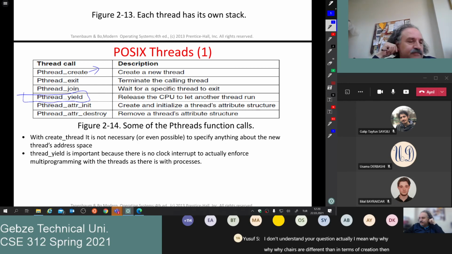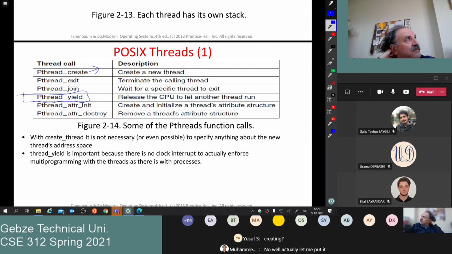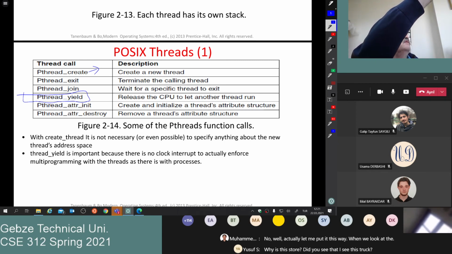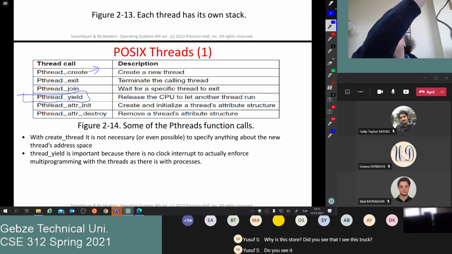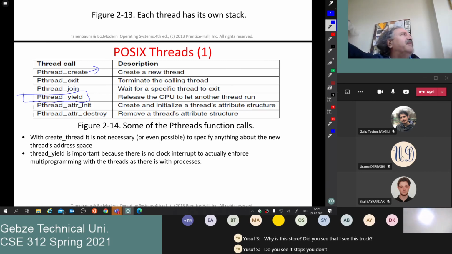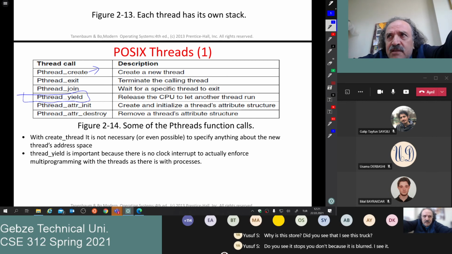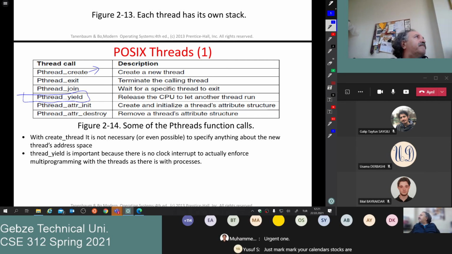Well, actually, let me put it this way. When we look at, I see storks. Did you see the storks? I see the storks. Leylek gördüm havada. Gördünüz mü? Do you see storks? You don't? Because it is blurred. But I see it. So just mark your calendars. Storks are back. Okay, so what's your question?